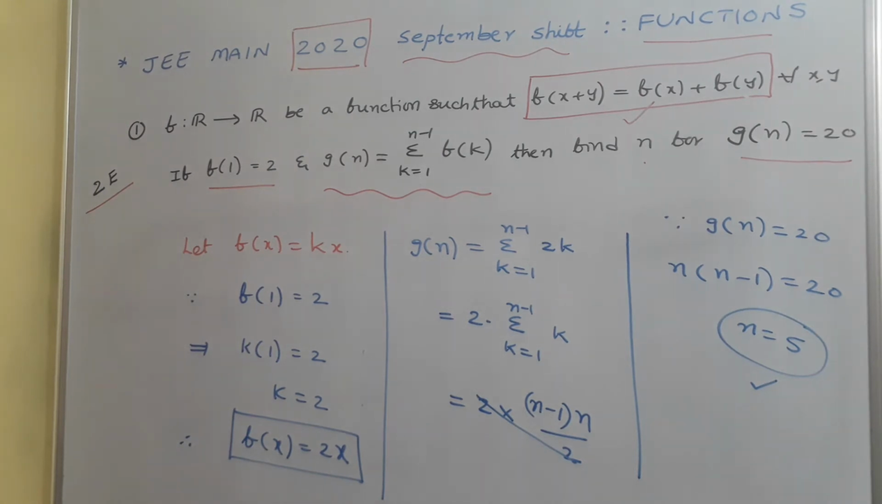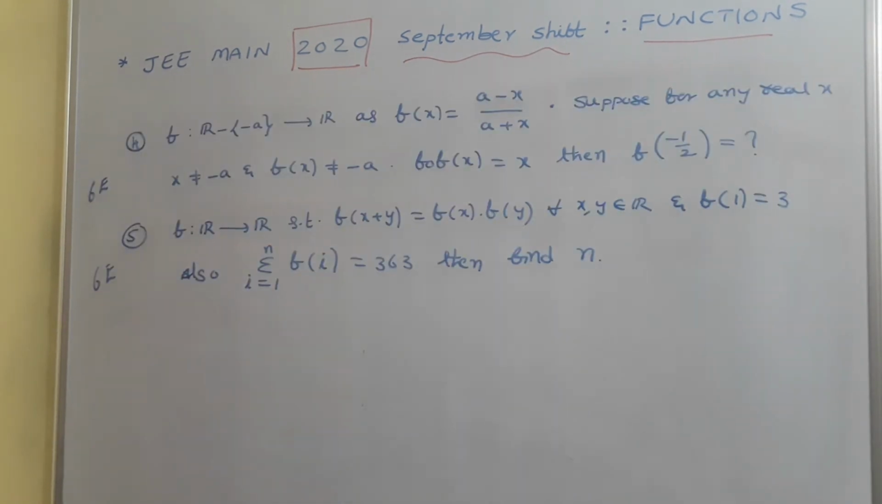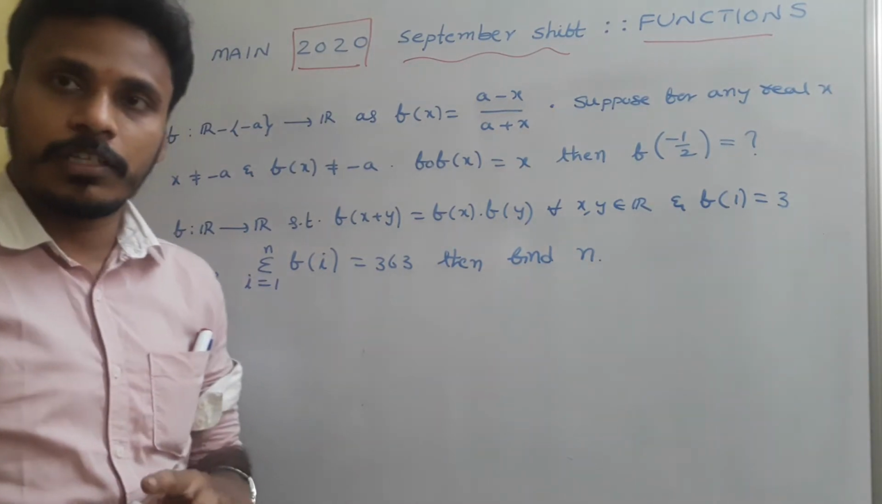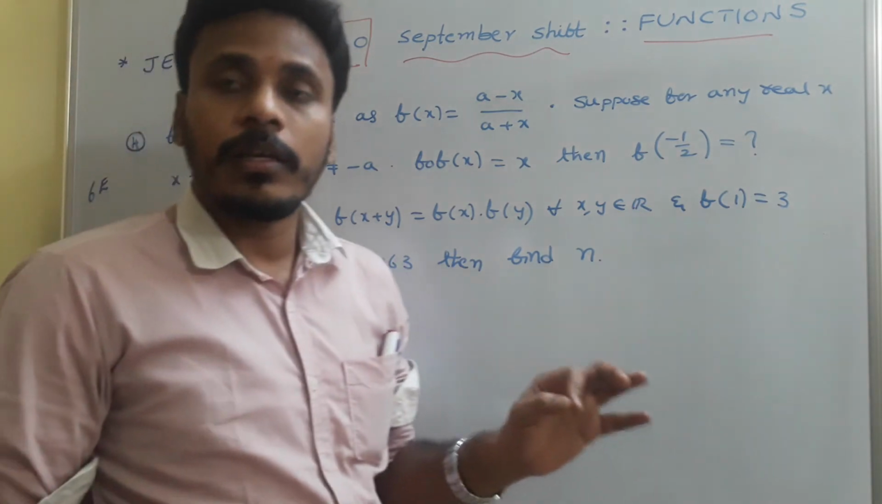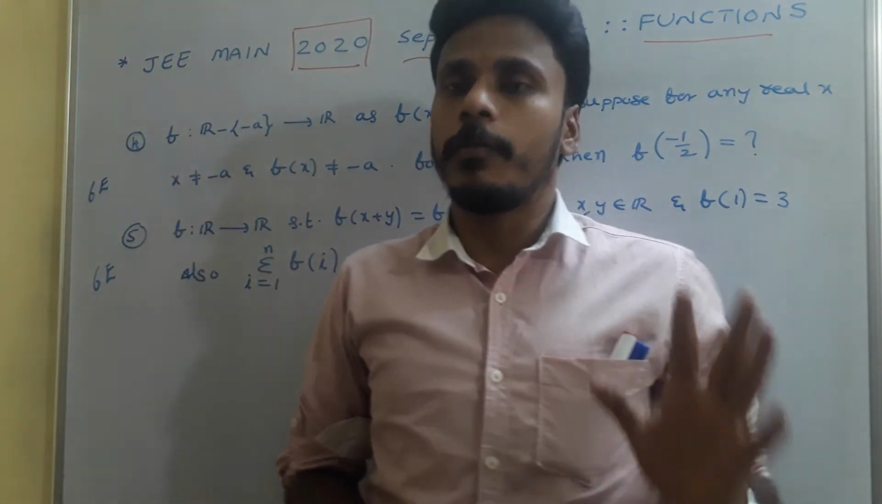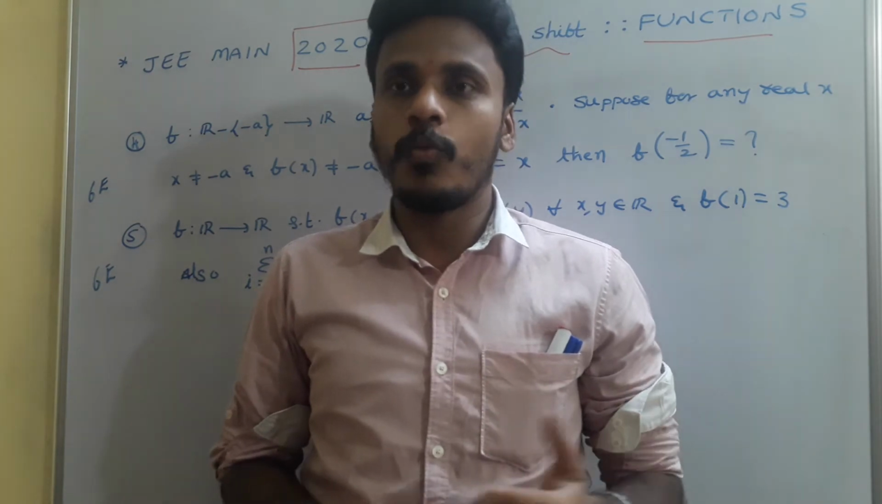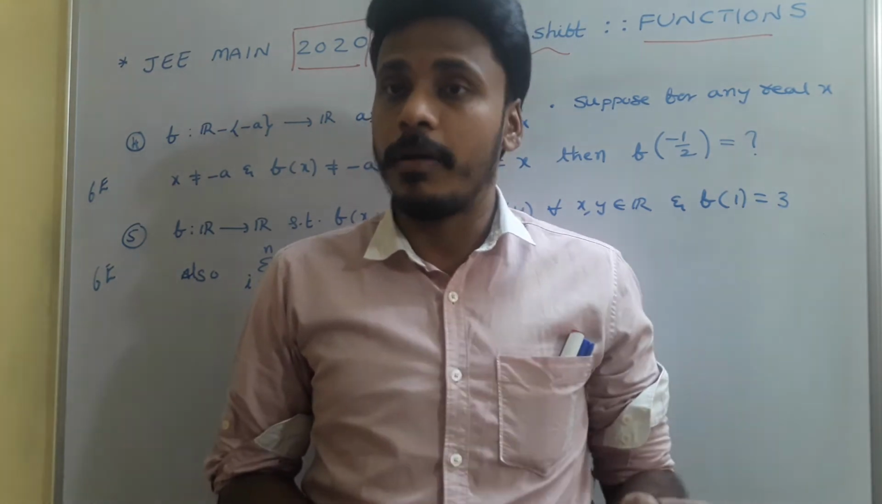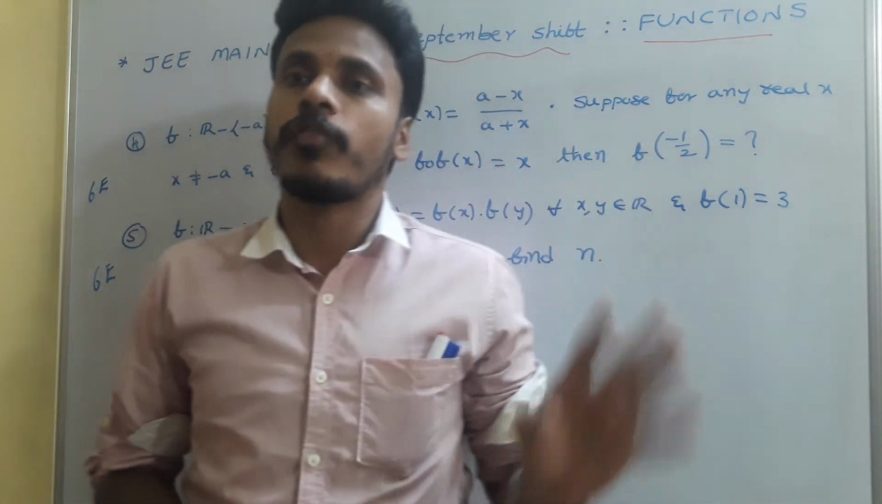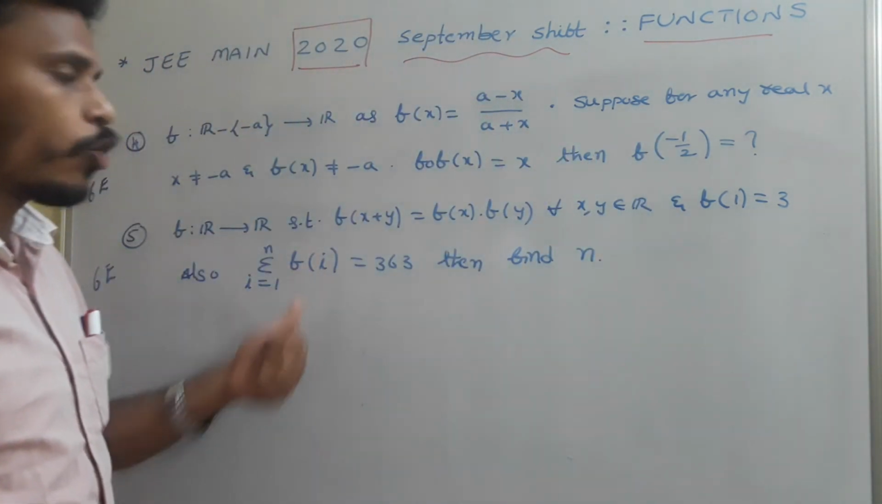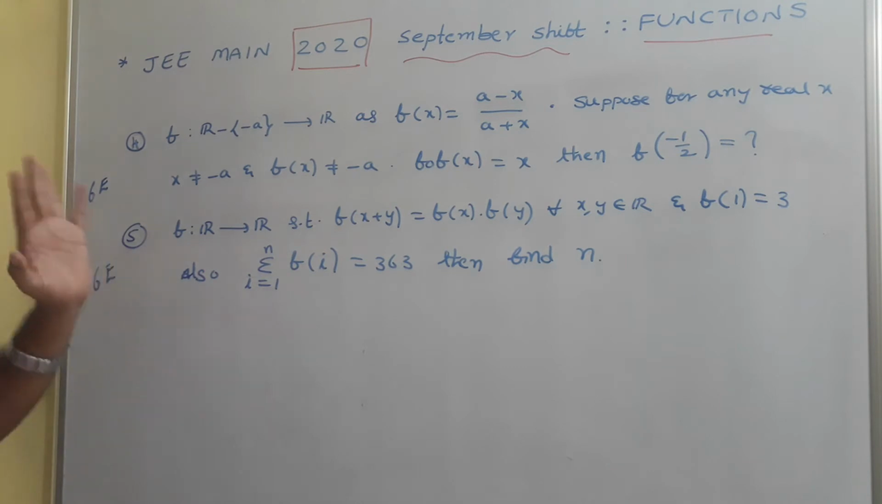Have a look. Another two questions from the Mains 2020 September shift on functions, and these are the two questions asked in the September 6th evening paper. Generally it won't happen, but in that exam paper, out of 25 questions, there are 2 questions from functions. These are those 2 questions in the September 6th evening paper.